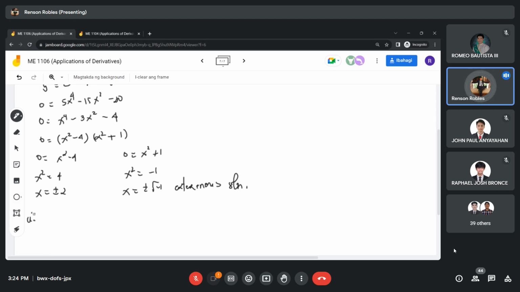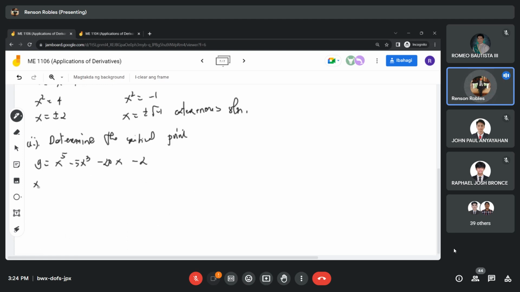Next step, step number 3. Determine the critical point. And how do you do that? Replace x by 2 and negative 2. Determine the critical point. So let's take the original given. Y equals x to the 5 minus 5x cubed minus 20x, then minus 2. Okay? And then when x is 2, solve for y. And when x is negative 2, solve for y. Okay? Can you do this on your sheet? And then you tell me the value of y.